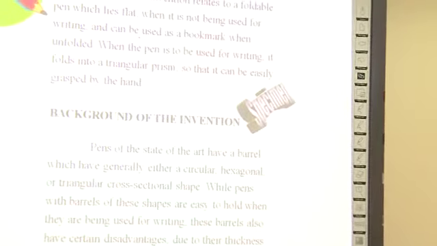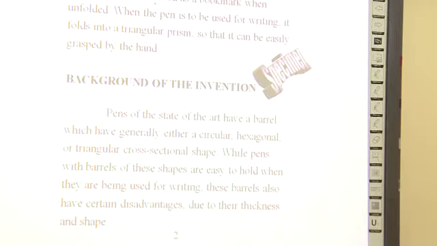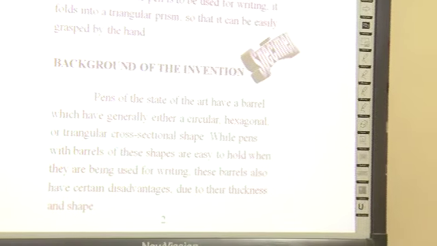This is the field of invention. The present invention relates to a foldable pen which lies flat when it is not being used for writing and can be used as a bookmark when unfolded. So, our invention lies with this, that the pen can be used both ways, as a bookmark as well as a pen. When the pen is to be used for writing, it folds into a triangular prism so that it can be easily grasped by the hand.